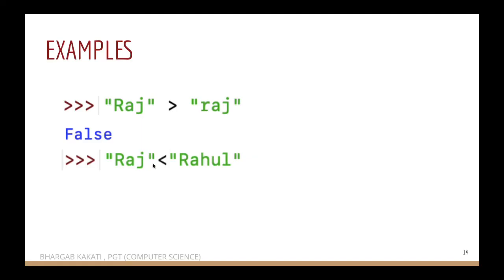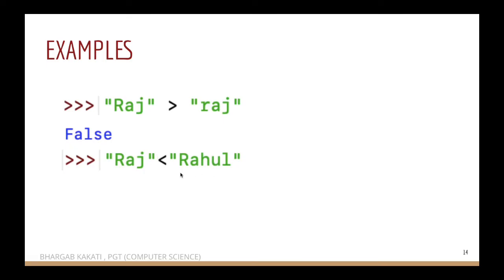If I write "Raj" less than "Rahul", at first capital R will be compared with capital R, but since these two are equal, we have not yet reached a conclusion. Only if we do not reach a conclusion, the second character will be compared. Now small a will be compared with this small a. Still we are not reaching any conclusion. Therefore the third character will be compared. That means this J will be compared with H.